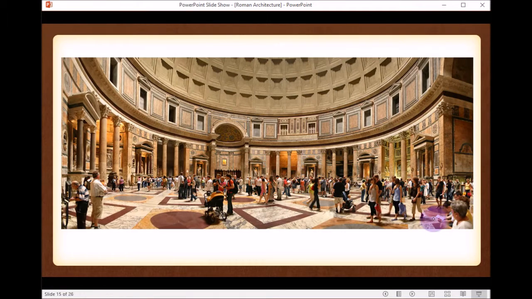Anyway, this is a picture of inside of the Parthenon. You can see that it's curved. You can see the dome there. And again, a lot of tourists. That's a nice picture, even with the people there.